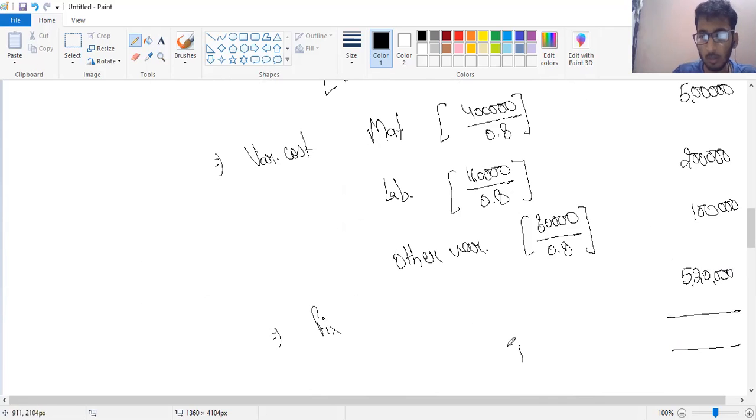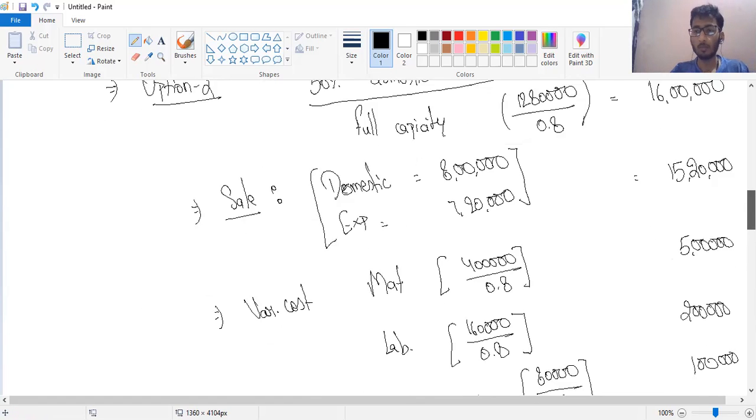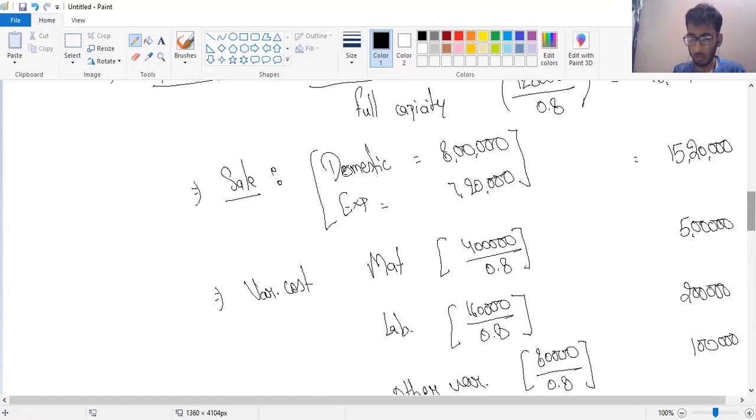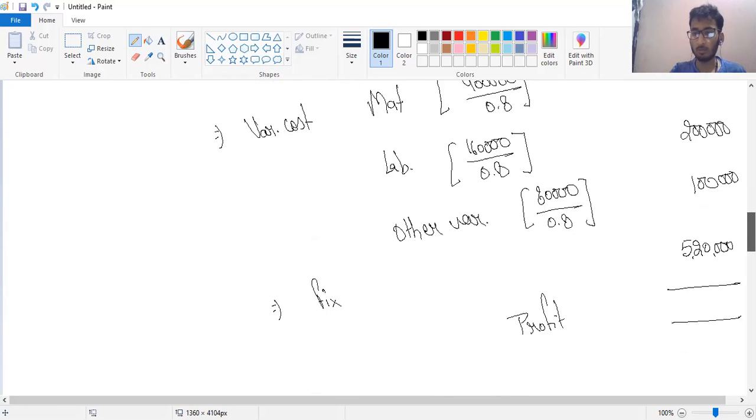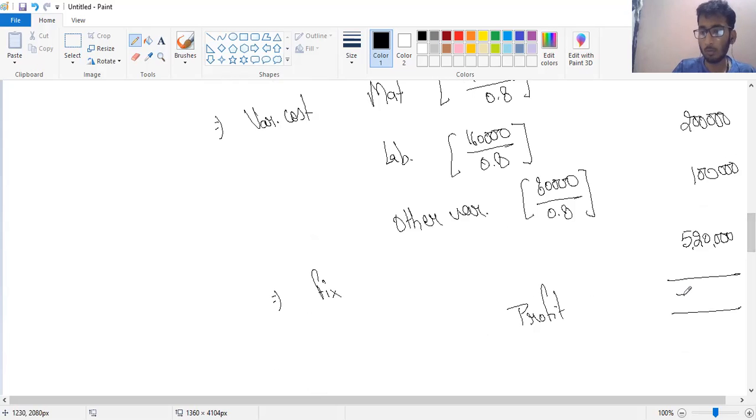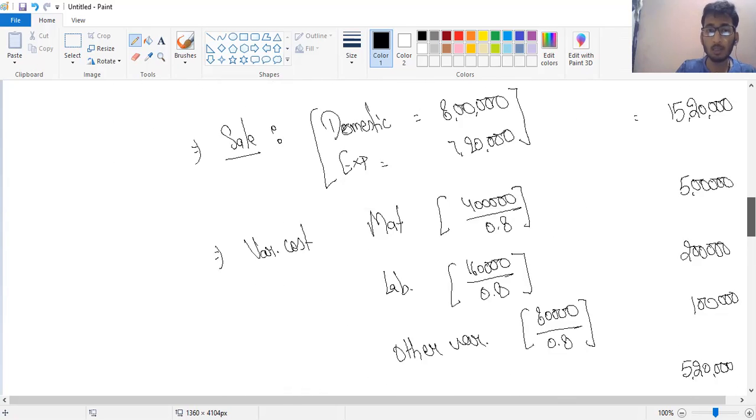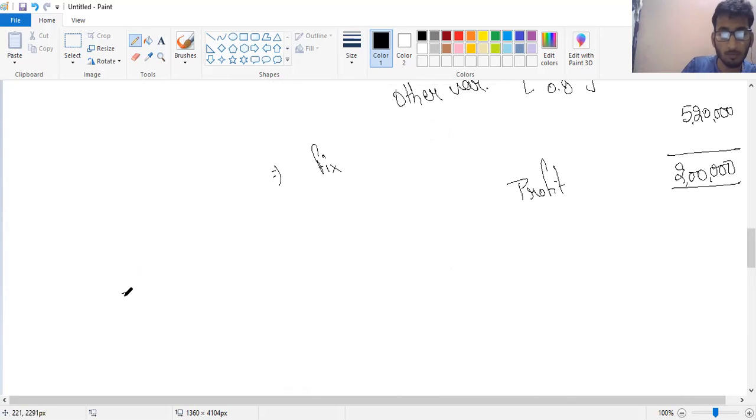So see the amount of profit. The profit would be, just calculate once, 15 lakh 20,000 minus 8 lakh, 7 lakh 20,000, minus 5 lakh 20,000, I can say 2 lakh. So the profit here is 2 lakh. Now, what is the third option available to you? Option 3 is increase the capacity.